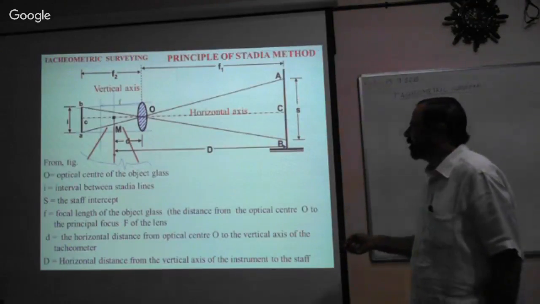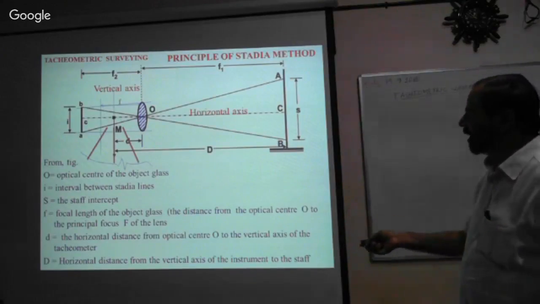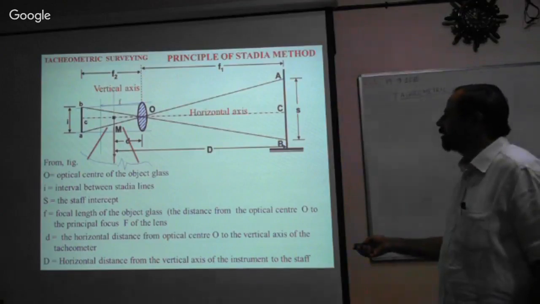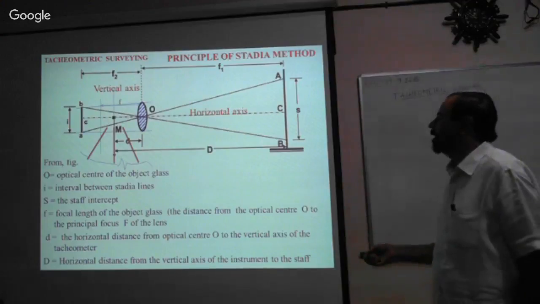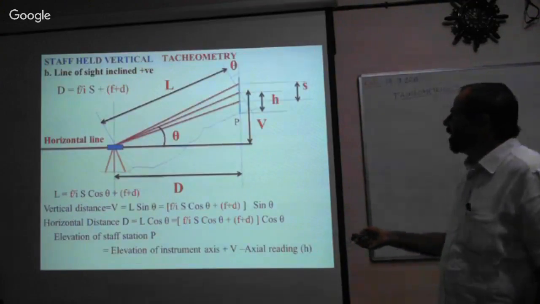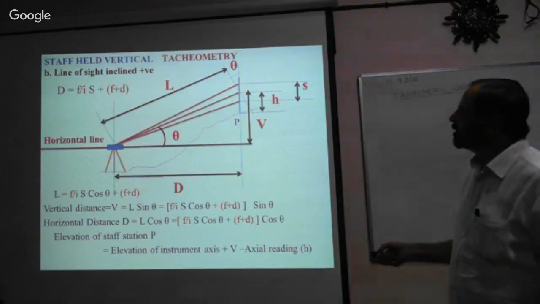Now this is the lens formula. We have discussed it in the previous class. Now you can understand it better. If anybody wishes to understand, please kindly refer to the previous class. And this is the second method.